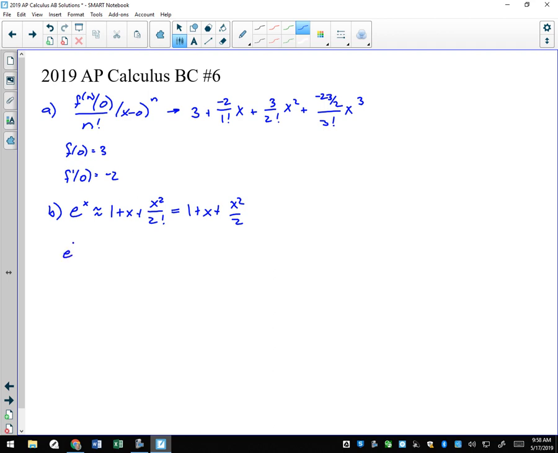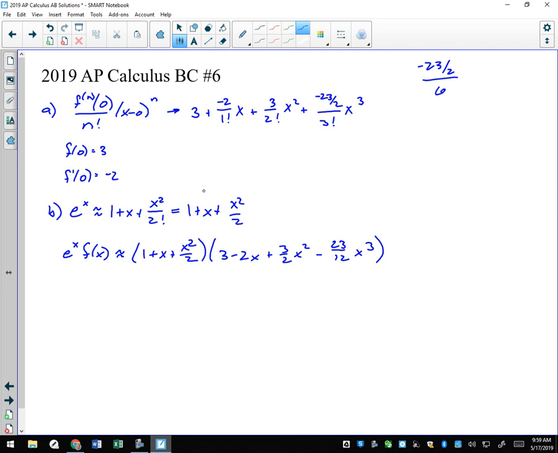Ooh, interesting. So e to the x times f of x is going to be approximately 1 plus x squared over 2, times this function, which was 3 minus 2x plus 3 halves x squared, minus, and now I'm going to clean this up, 23 over 2 over 6. That's going to be 23 over 12 x cubed. And what do I need? The second degree. So I only need to go up to x squared.